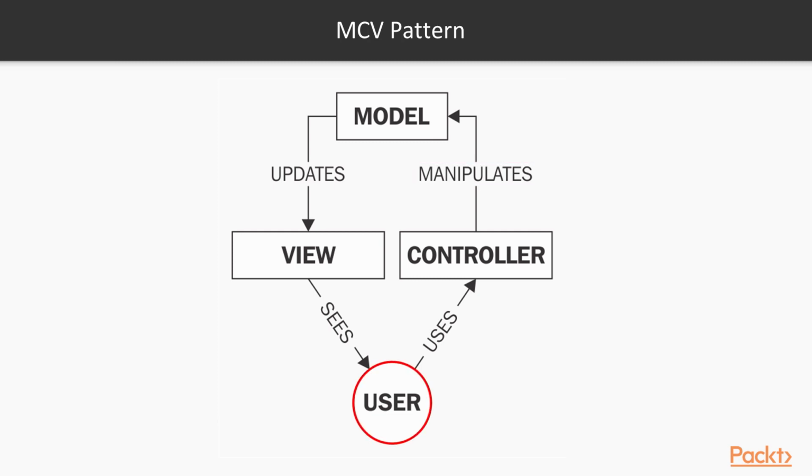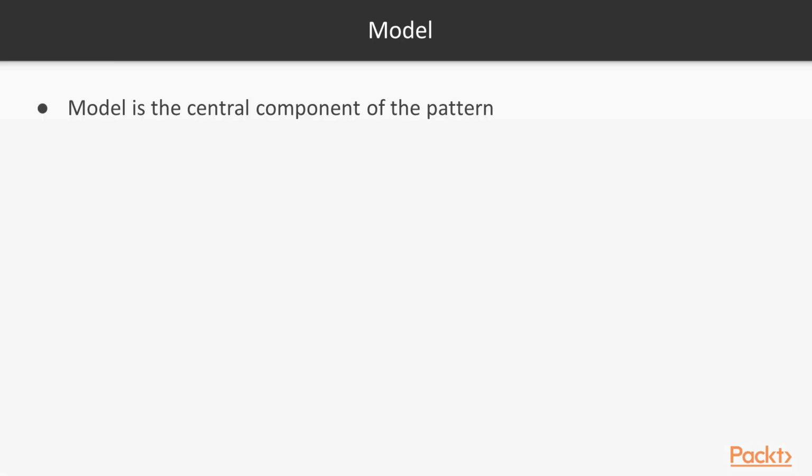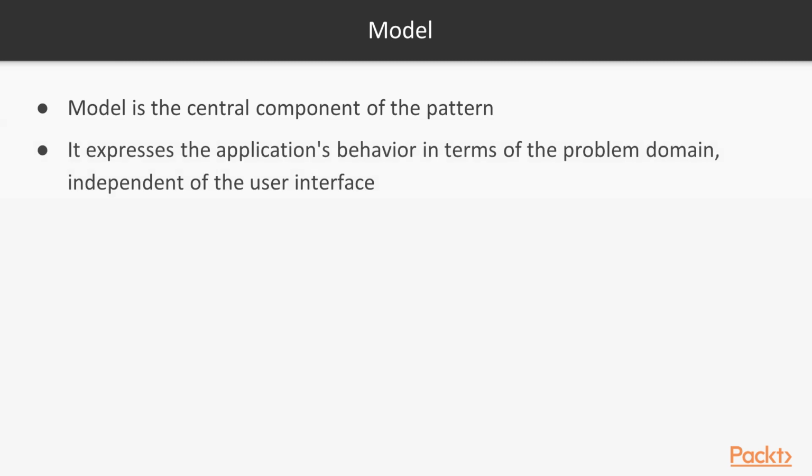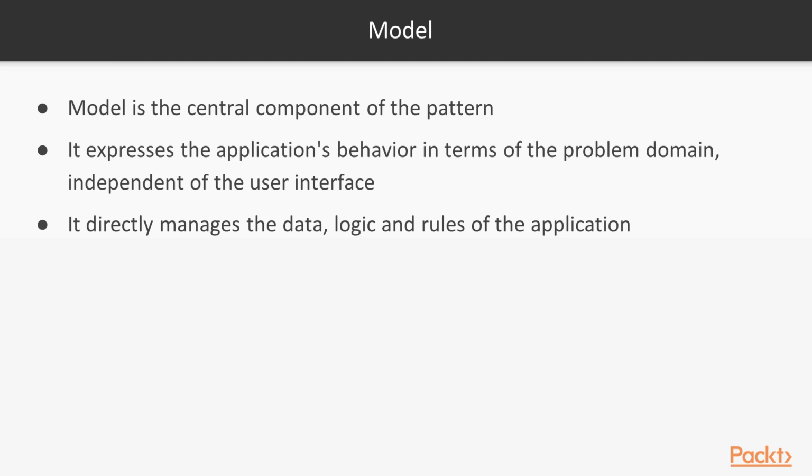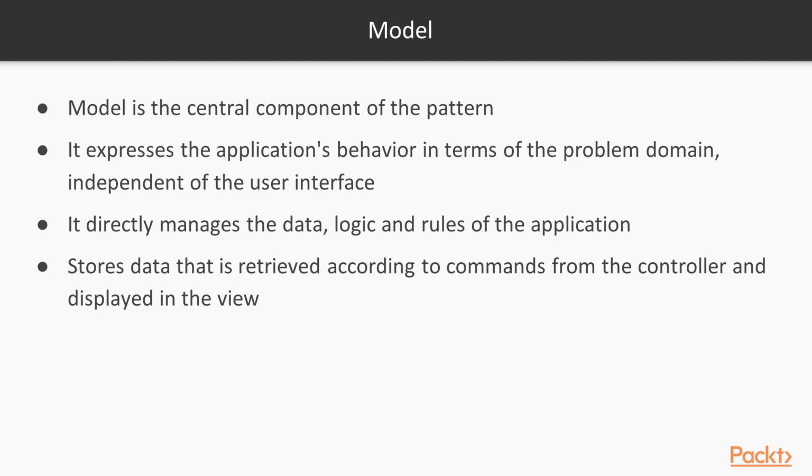On the other side, we have a user that wants to see the updates. So if the model is updated, it can return some view that is populated with that updated data. So the user is able to see that view and the updates to the model in our view. And the model is a central component of the pattern. It expresses the application's behavior in terms of the problem domain, and is independent of the user interface. It manages the data, logic, and rules of the application. It stores the data that is retrieved according to commands from the controller, and it displays it in the view.